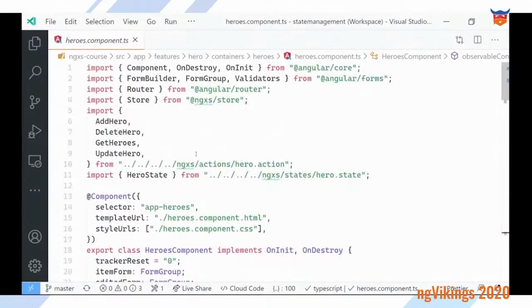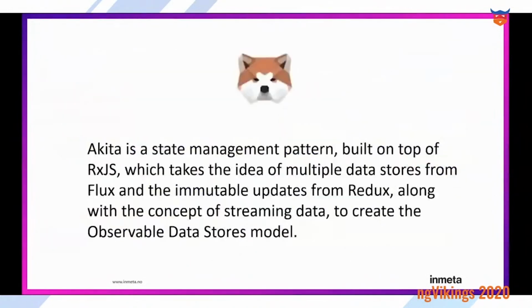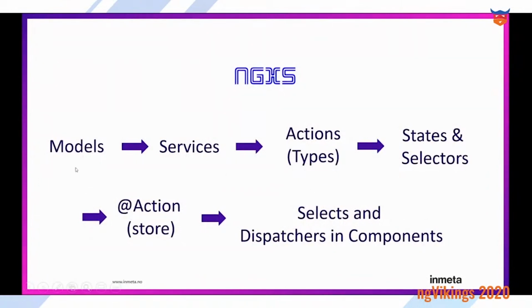So this is NGXS. So here are the process. Here it is, adding models and services. Then you go write some action types, and then the state file, which has the states, the model state, selectors here, and then the store, the action. So these states and selectors and this action store here can be separated on each file, or can be written in the same file. And then finally, the selects and dispatchers in components.